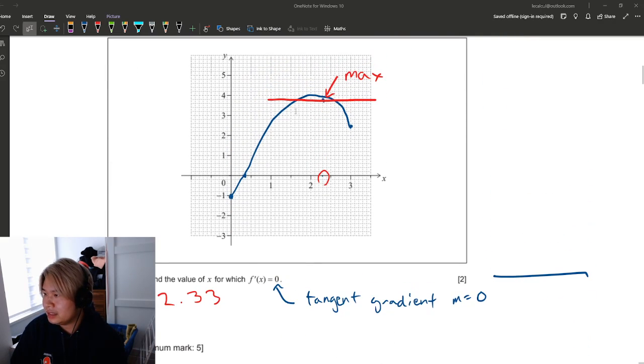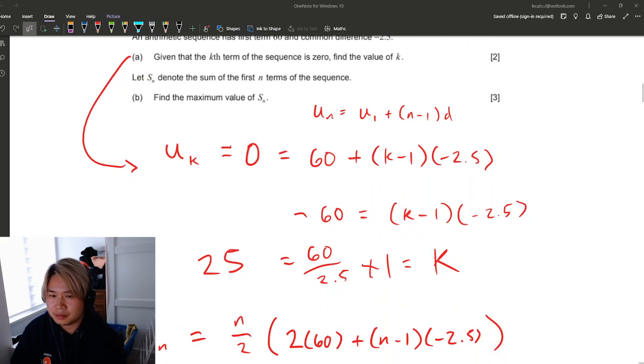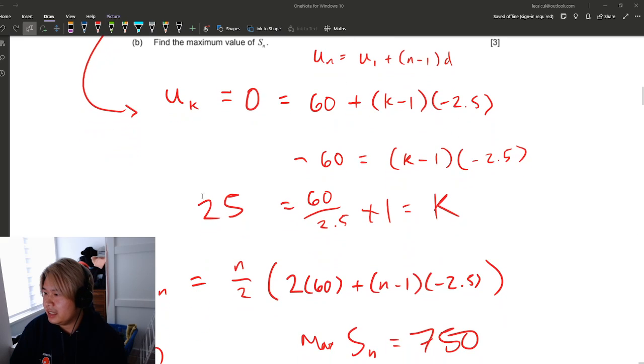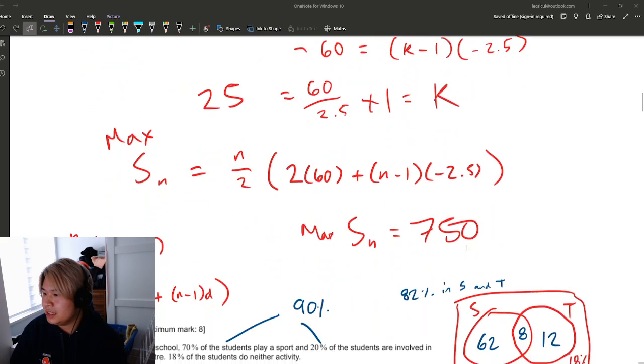Recognizing the tangent derivative 0 is at the maximum. The maximum is at 2.33. Yep. Okay, K is 25. Yep. The maximum is 750. Yep.